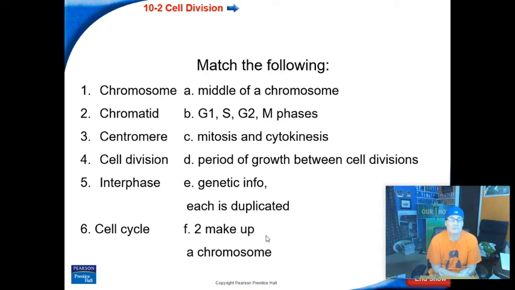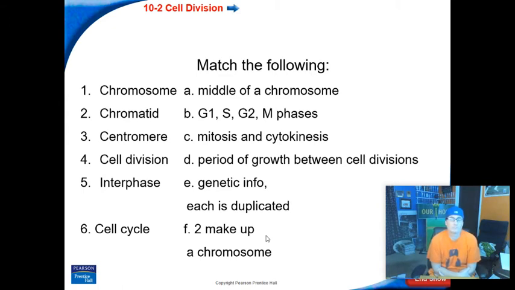Yep, E. It's genetic information. It's basically organized DNA. Each one gets duplicated. That was the big clue there. Chromatid. Yeah, F. 2 chromatids, 2 sister chromatids make a chromosome. Good. All right. Centromere.